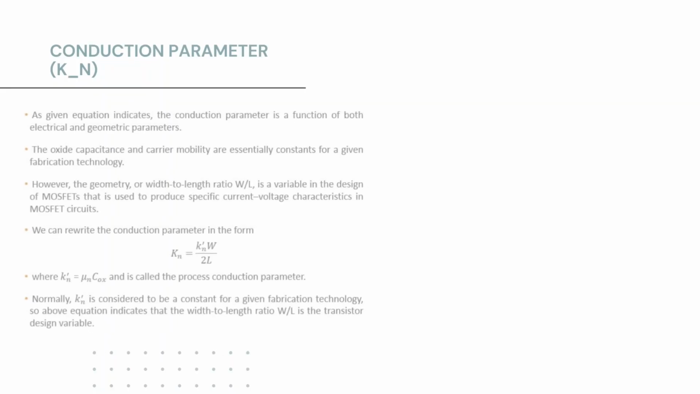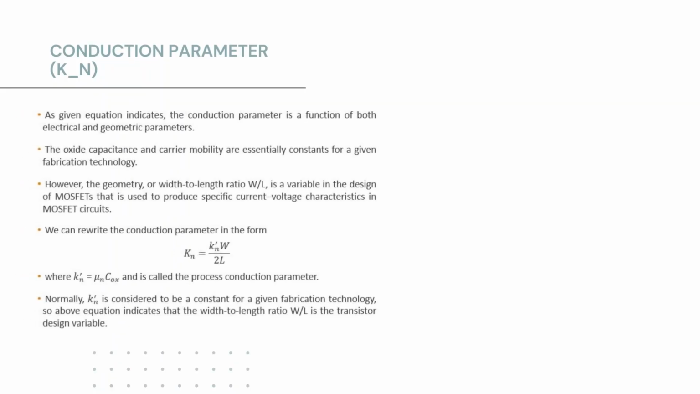As the given equation indicates, the conduction parameter is a function of both electrical and geometrical parameters. The oxide capacitance and carrier mobility are essentially constant for a given fabrication technology. However, the geometry, or width to length ratio, is variable in the design of the MOSFET and is used to produce specific current voltage characteristics in the MOSFET circuit. If we change the W by L ratio of the device, the current voltage characteristics will vary.